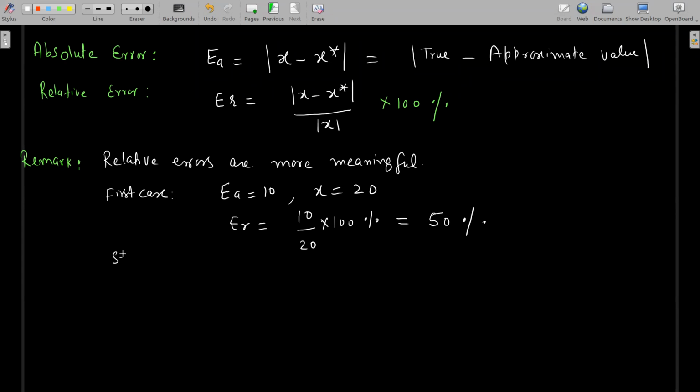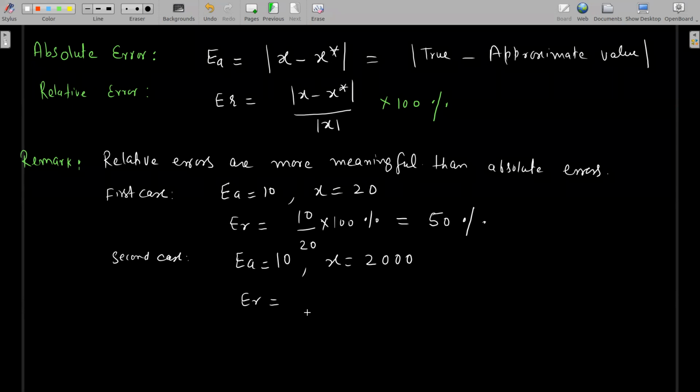Let's take second case. You have same absolute error 10. That's why I'm saying relative errors are more meaningful than absolute errors. अब absolute error तो दोनों में same है, 10 10, but now you have, let's say, 2000 rupees and you lost 10, or maybe you have a counting difference of 10, error 10 है। अब relative error कितना होगा?